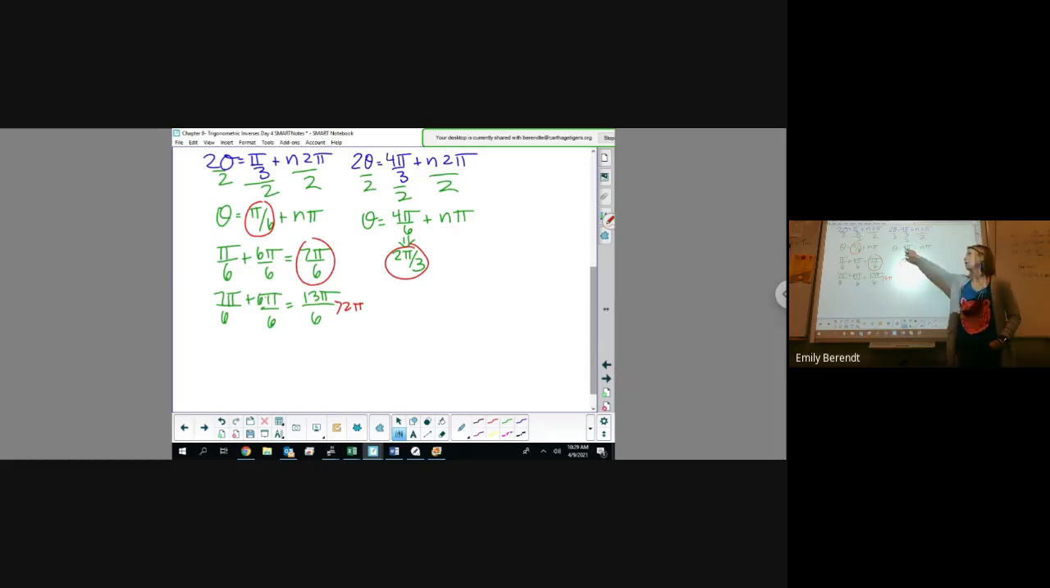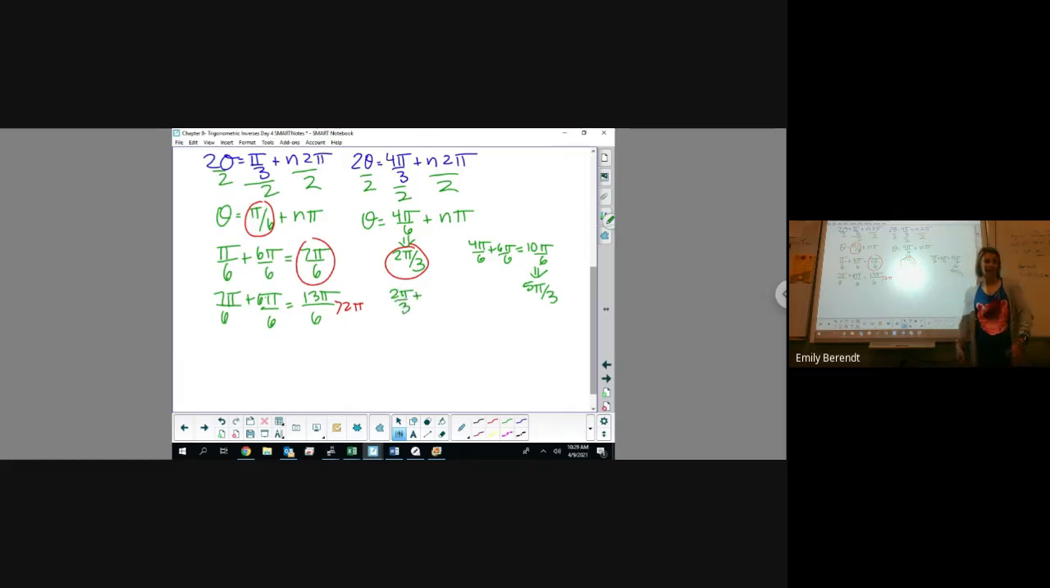If you add pi to 4 pi over 6, how much do you add? You would add 6 pi over 6, which is 10 pi over 6, which is greater than 0 but less than 2 pi, but reduces to 5 pi over 3. So instead of adding pi to 4 pi over 6, you could have added pi to 2 pi over 3.